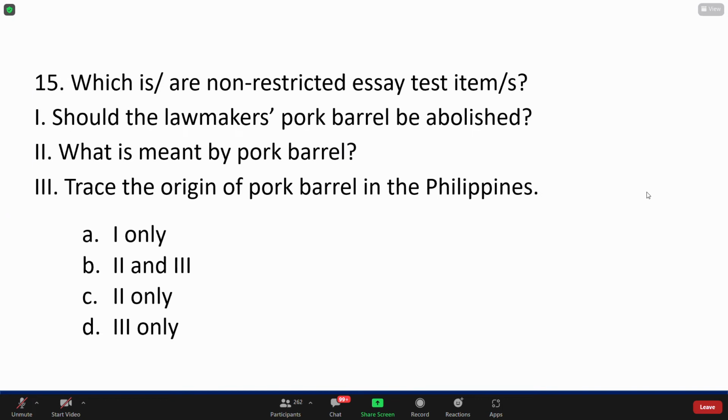Why? Sige nga, why? Among the choices, sir, I think it's the only one answerable based on opinion. Okay, well said. Because 'what is meant by pork barrel' has a definite answer. Same with tracing the origin of pork barrel in the Philippines. It has a definitive answer. Only Roman numeral 1 has an answer that could be expressed based on the opinion of the test taker. So that's why the answer is letter A, Roman numeral 1 only.